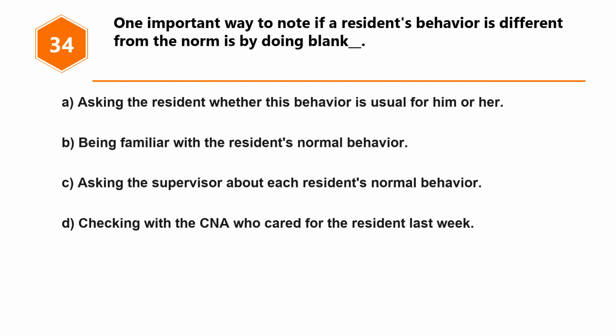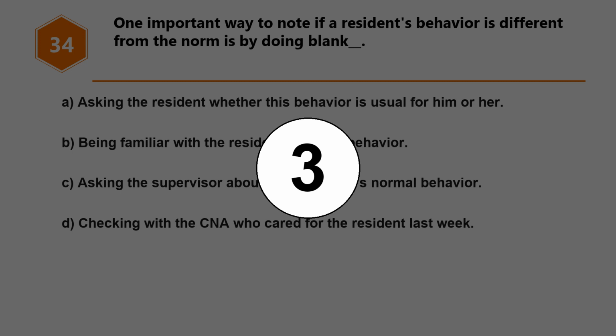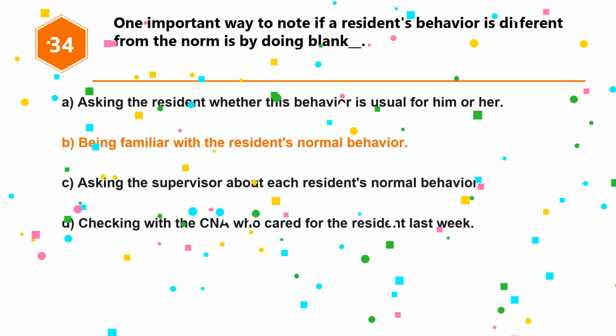Question 34. One important way to note if a resident's behavior is different from the norm is by doing what? Option A. Asking the resident whether this behavior is usual for him or her. Option B. Being familiar with the resident's normal behavior. Option C. Asking the supervisor about each resident's normal behavior. Option D. Checking with the CNA who cared for the resident last week. The correct answer is option B. Being familiar with the resident's normal behavior.